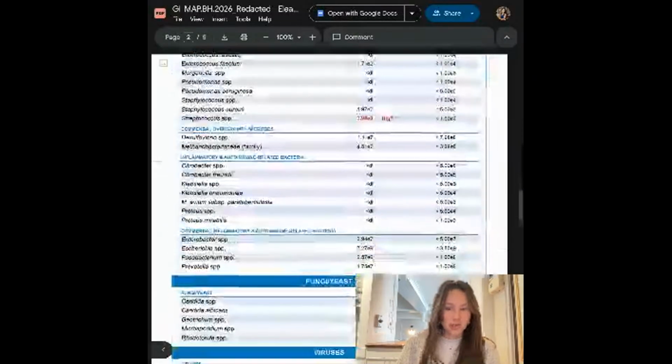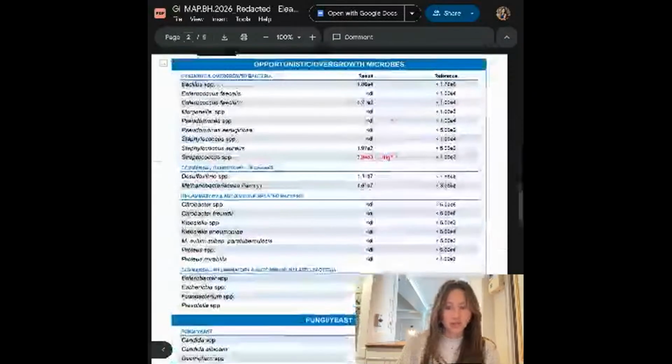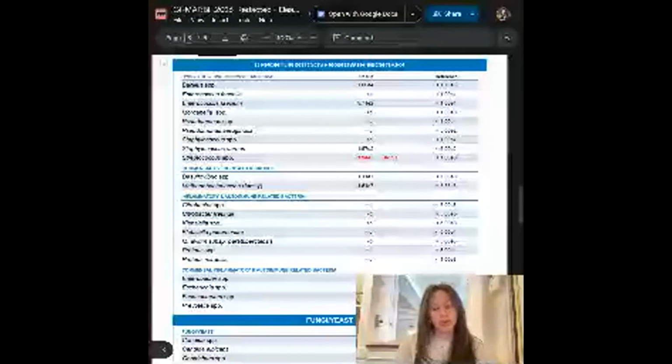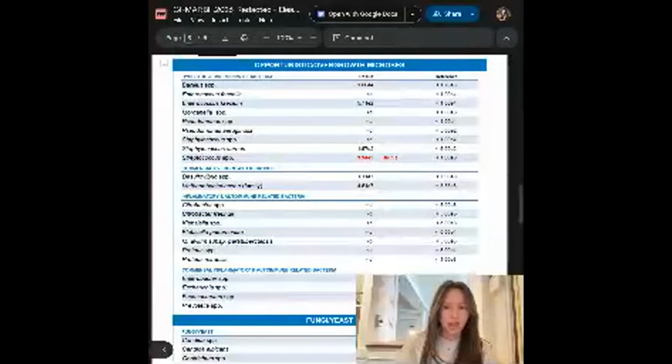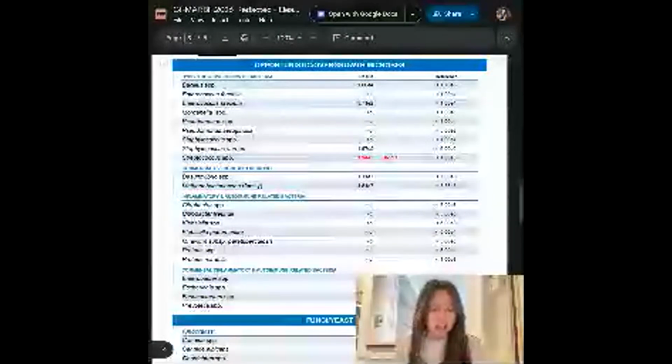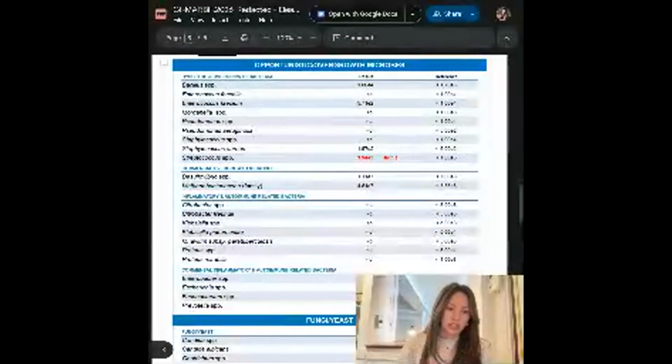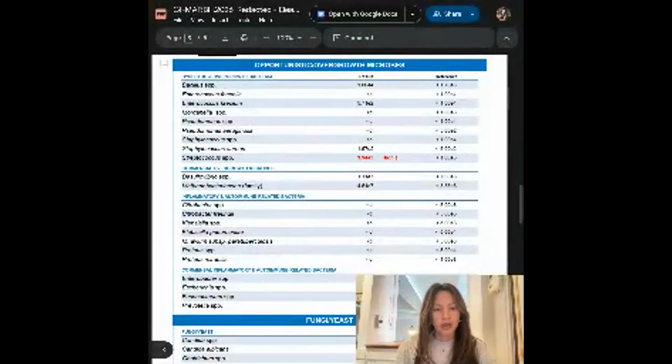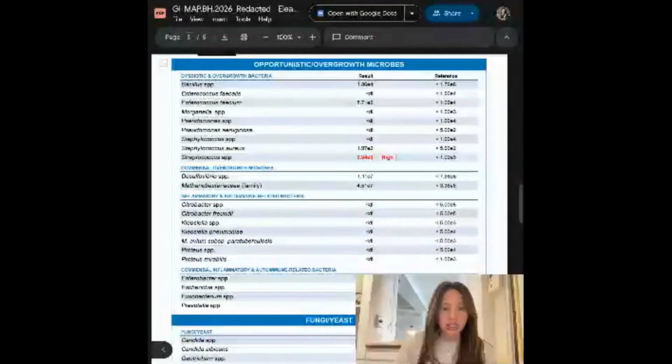We then go to this next page, which can show us our opportunistic or overgrowth microbes. Now, it's very common to see some of these be present, and some of them are high. Like you can see, the streptococcus is high on this person. But I always like to explain this as the microbiome is like a dense rainforest, right? Where it's not going to be perfect, where we're not going to see any overgrowth at all.